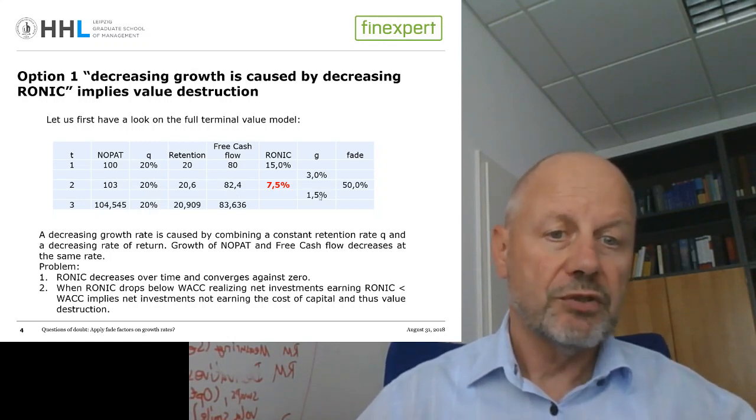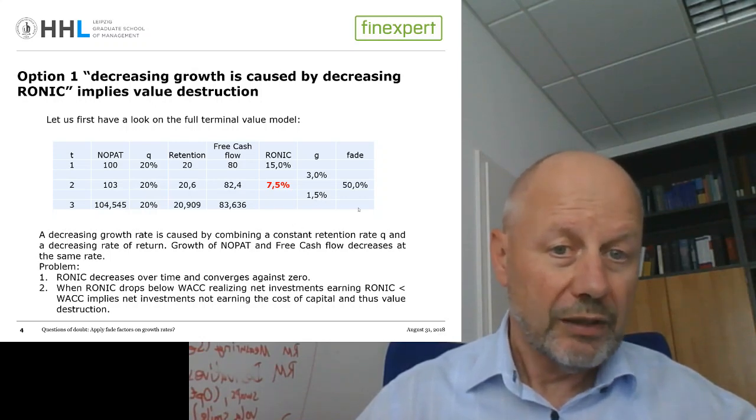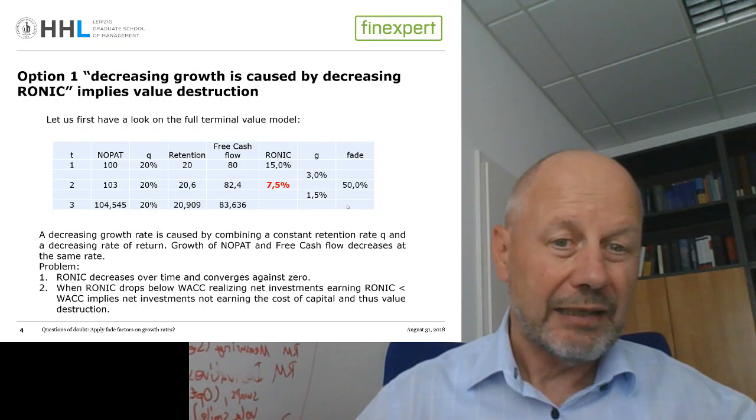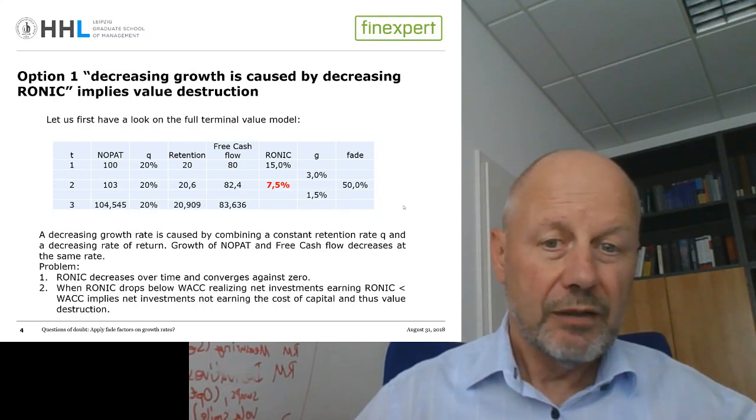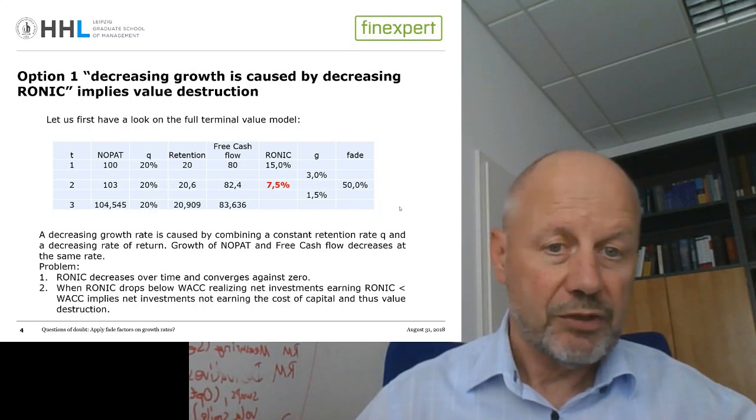If you were to go one step further, then of course the RONIC again must decline by 50%. And that of course yields some obvious flaws and problems in our terminal value calculation model.